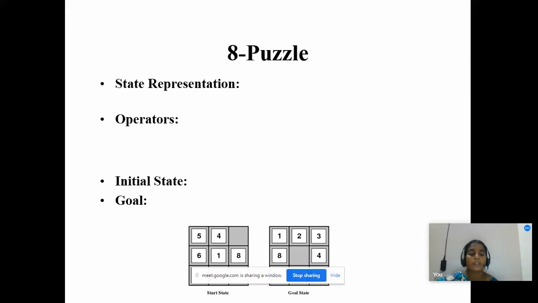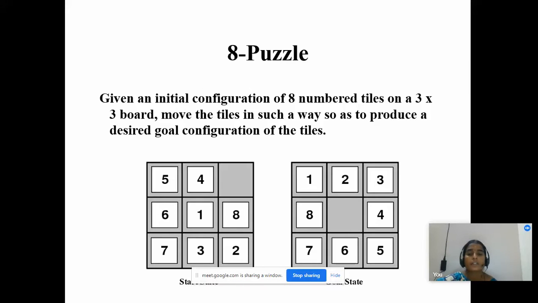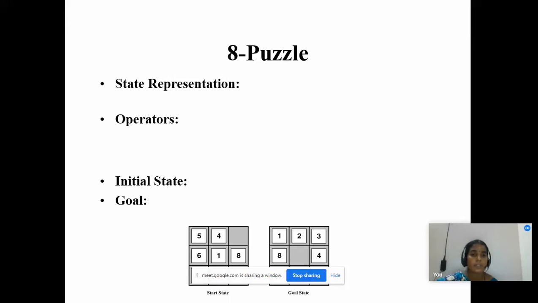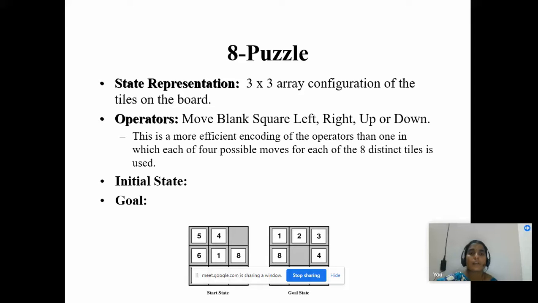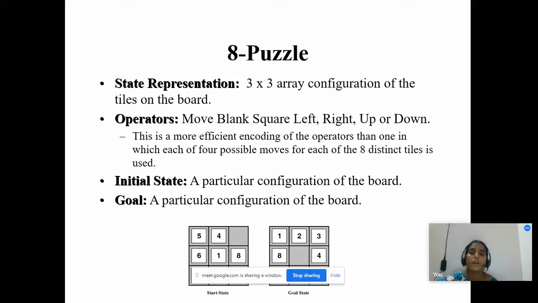And what is the initial state? We have an initial state like this. It consists of 8 tiles, and the same 8 tiles are represented in the goal state by reaching this arrangement. So in this way we represent it. Here, it's a 3x3 array representation, with tiles on the board, and the operators are left, right, up and down. The initial state is a configuration of the board, and the final state is also a configuration of the board.